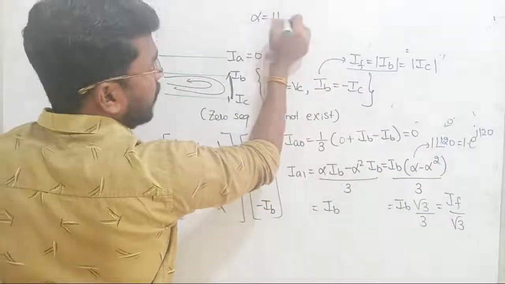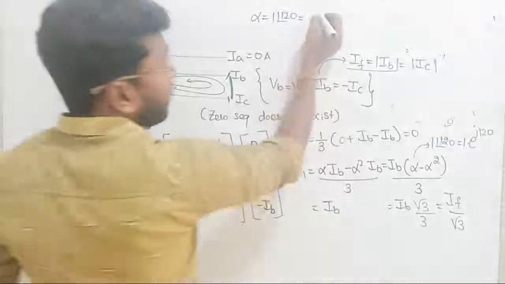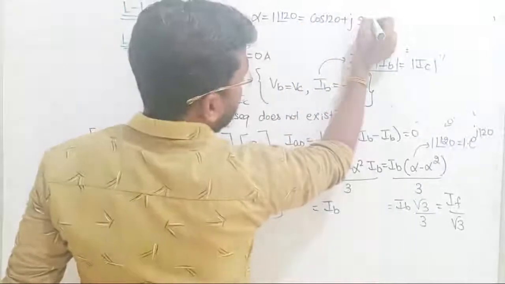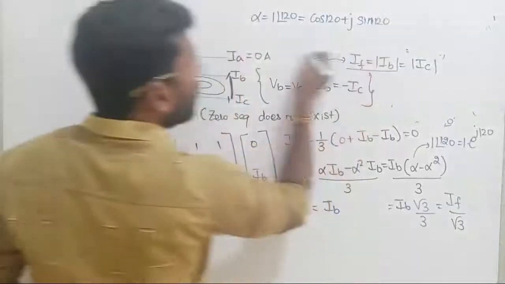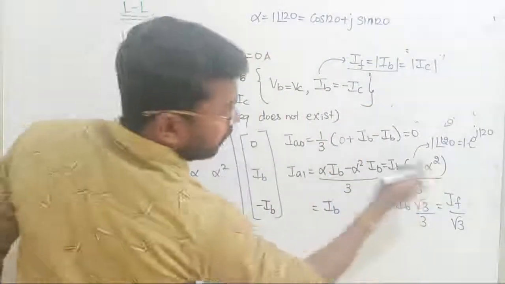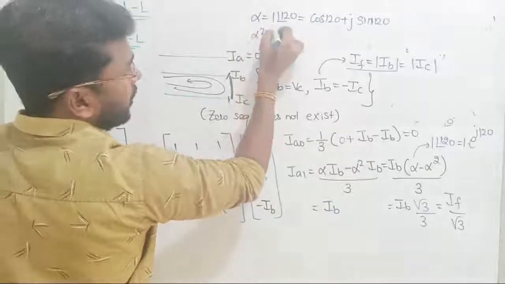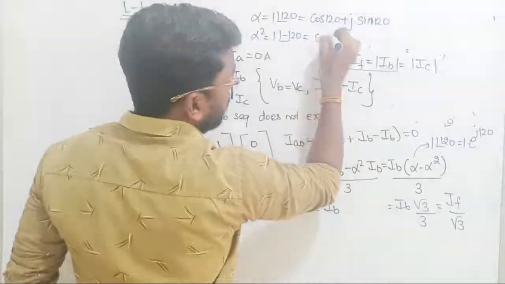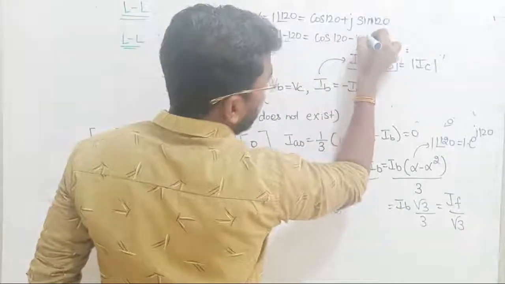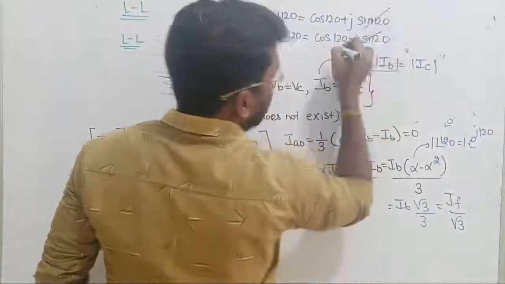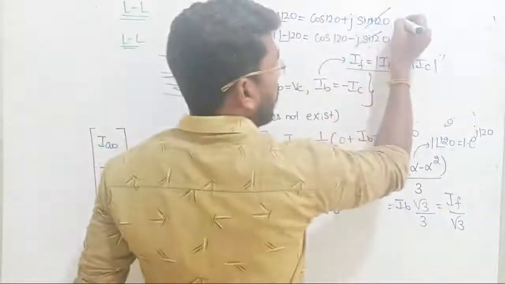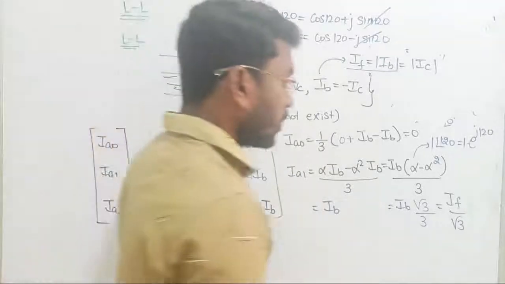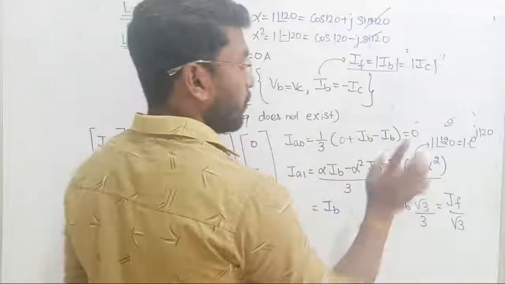Alpha can be written as, see what value comes for this. It can be written as cos 120 plus j sin 120, right? Let us complete with this. Don't worry. Similarly, alpha square can be written as 1 at an angle of minus 120, that should be equal to cos 120 only, but this is going to be minus j sin 120. Now just remove these two values. Calculate the value of cos 120 and substitute it here, right? So our target is we have to estimate the value of alpha minus alpha square.